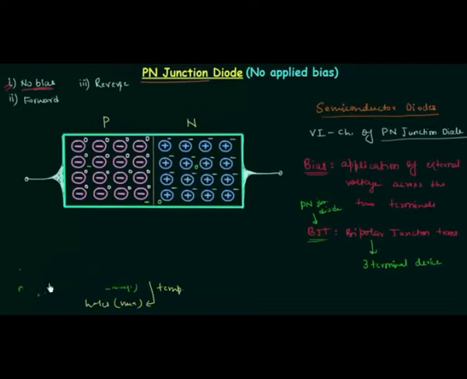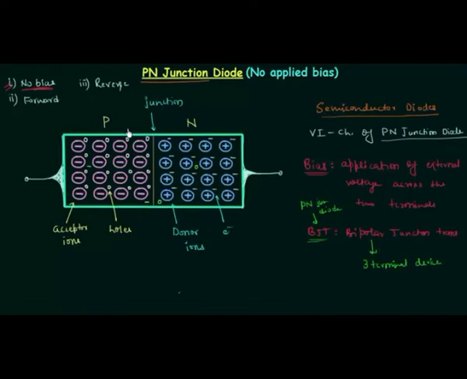If we consider the p-type, then we have positive immobile ions, or we can say acceptor ions. These are the acceptor ions, and we have holes as the majority charge carriers, and on the n side we have donor ions, and electrons are the majority charge carriers. So this is what we have when we join p-type semiconductor and n-type semiconductor, and this is the junction.